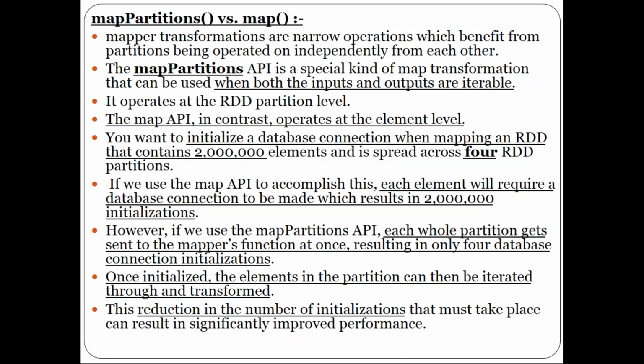In the same example, if you use map partitions API, the partition gets sent to the mapper function at once. But as there are 4 blocks, you'll have 4 database connections. As you say 4 database connections, there are 4 drivers. That's it. Now, once this is initialized, the elements in the partitions can be iterated through and transformed until the transformation is completed. Each element in the RDD's partition can be iterated through until the transformation is completed. This reduction in the number of initializations that must take place can result in significantly improved performance.